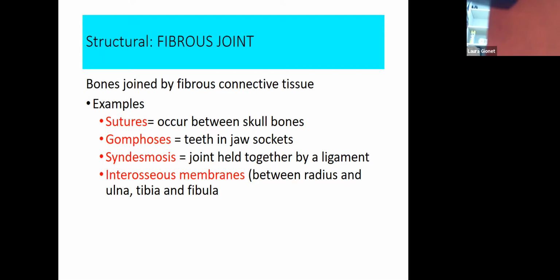And then we have the interosseous membranes, which we looked at when we were looking at the appendicular skeleton, the radius and ulna and tibia and fibula. And I said, look at that white tissue found there. Those are called interosseous membranes, and they would come back in the joints or articulations presentation.